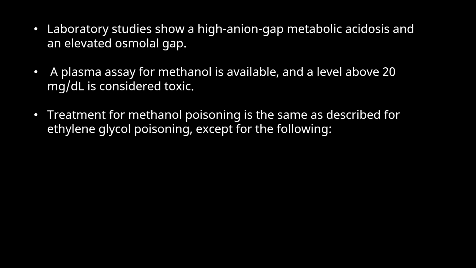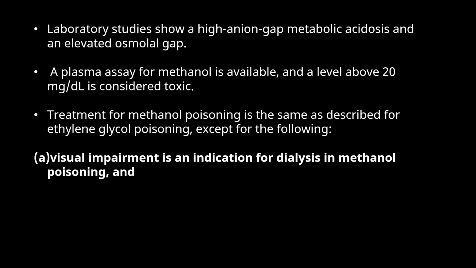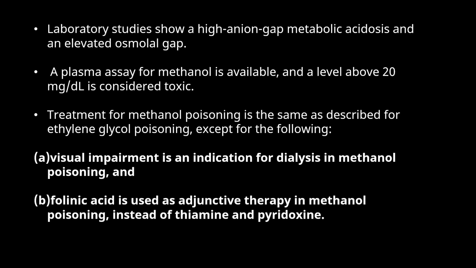Except for the following: visual impairment is an indication for dialysis in methanol poisoning, whereas in ethylene glycol poisoning, any signs of organ injury or severe acidosis, like renal failure, pulmonary insufficiency such as pulmonary edema, or a pH less than 7.1, are the indications for dialysis. So in methanol, visual impairment is an indication for dialysis. And folinic acid is used as adjunctive therapy in methanol poisoning, instead of thiamine and pyridoxine, which are used in ethylene glycol poisoning.